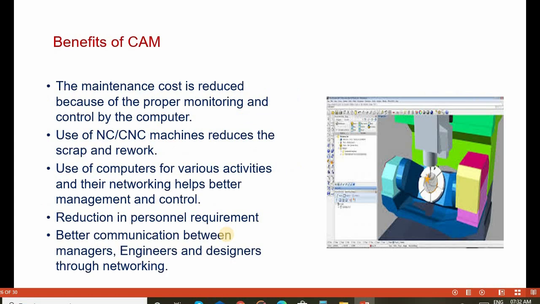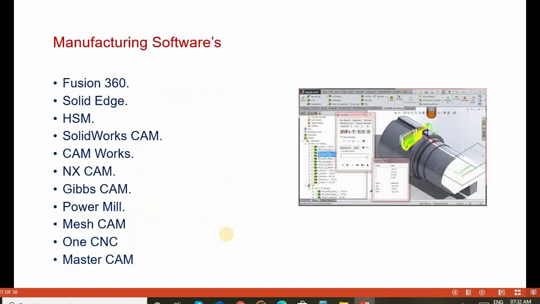The maintenance cost is reduced because of proper monitoring and control by the computer. Use of NC and CNC machines reduces scrap and rework. Use of computers for various activities and their networking helps better management and control. There is a reduction in personnel requirement, and better communication between managers, engineers and designers through networking. These are the benefits of CAM.